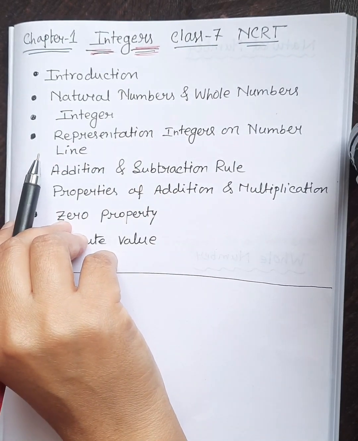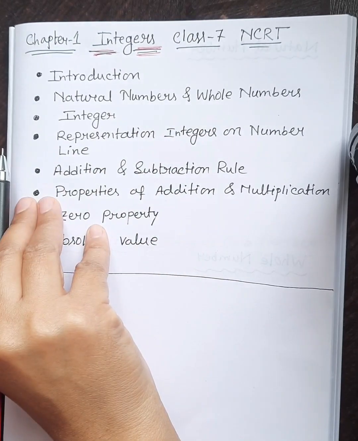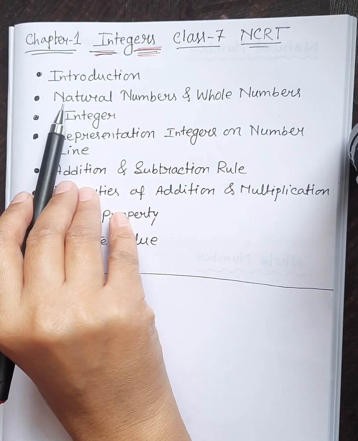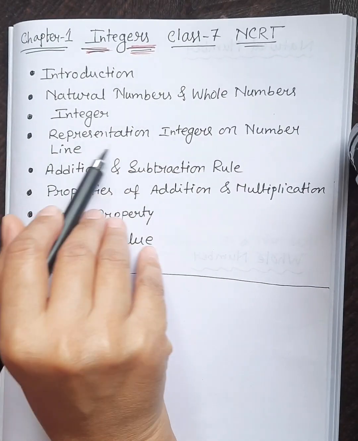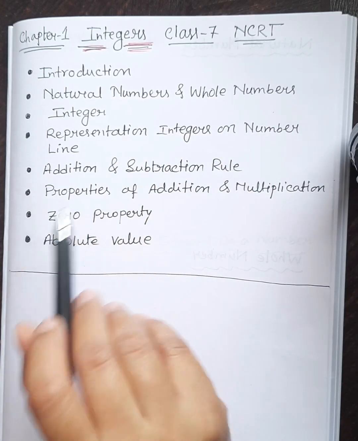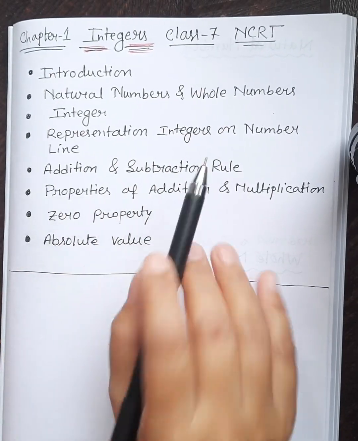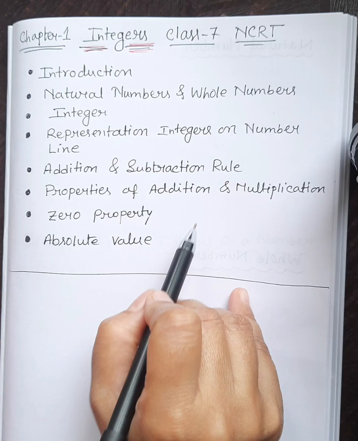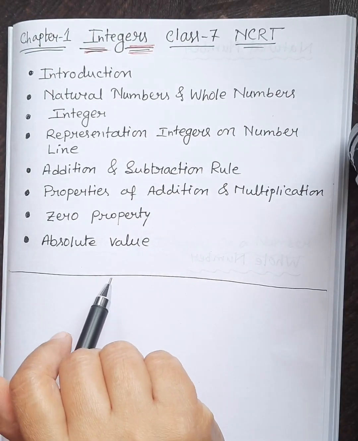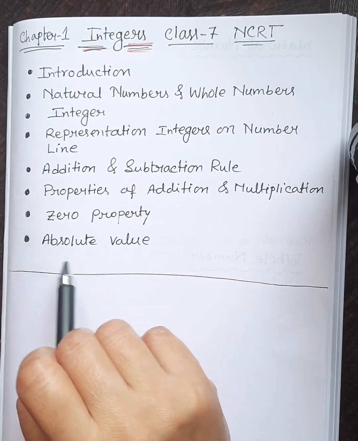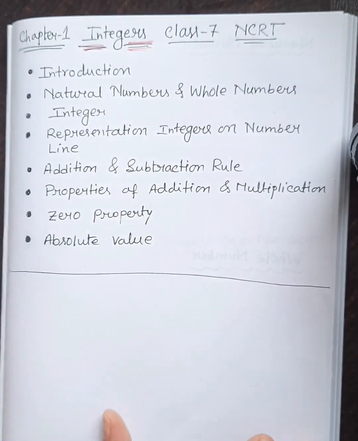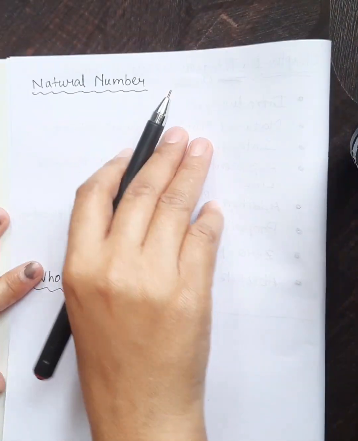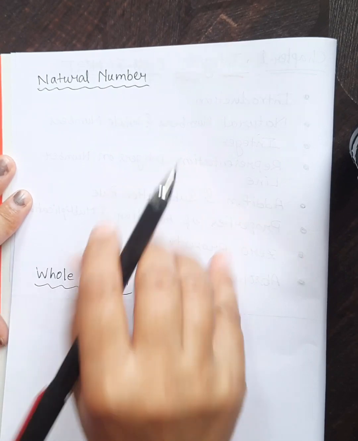So let's get started. In this introduction video, we will learn natural numbers and whole numbers, then integers, then representation of integers on a number line, addition and subtraction rules, properties of addition and multiplication, then the zero property, and at the last, absolute value. So all this we will cover in this video. So let's start. In Class 6, we have learned natural numbers and whole numbers.